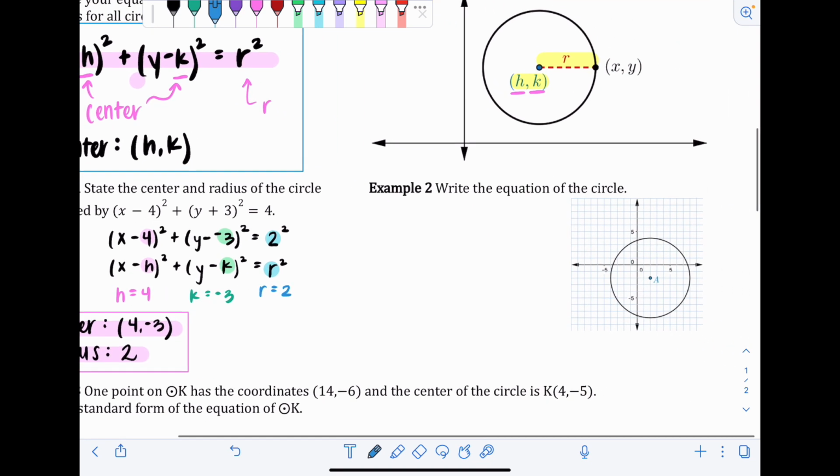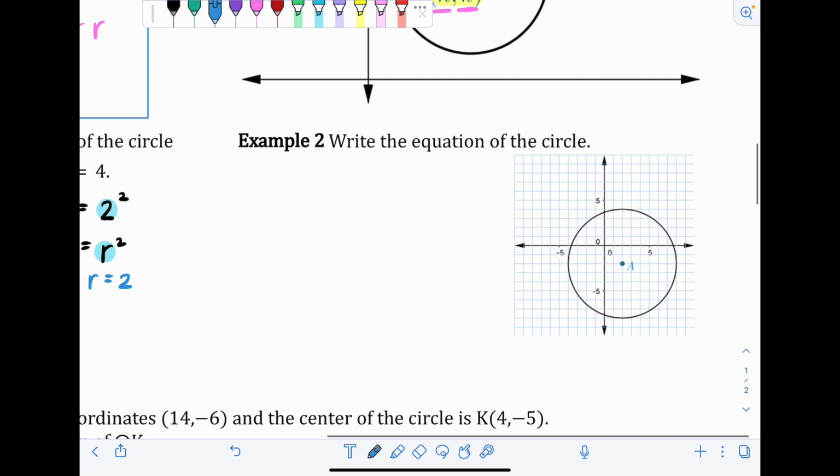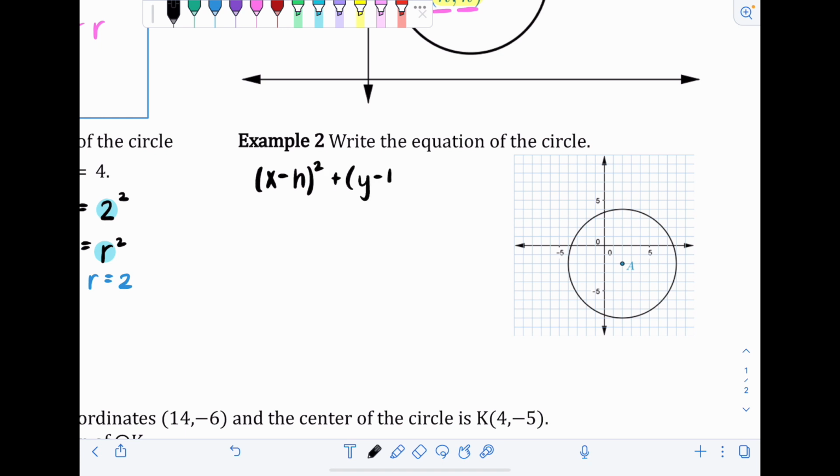Okay, so moving over to example 2, write the equation of the circle. So I'm going to get my formula down again. The formula is (x minus h) squared plus (y minus k) squared equals r squared. In order to write the equation, we need 3 values. We need the x-coordinate of the center, the y-coordinate of the center, and the radius of the circle. I kept saying vertex because I'm used to quadratics, but we need the center.